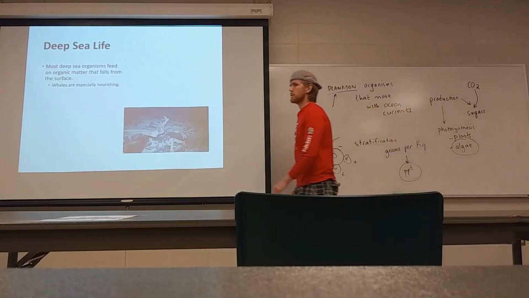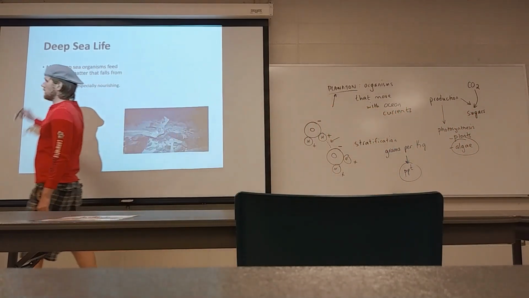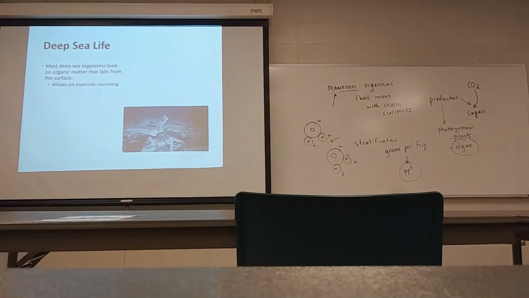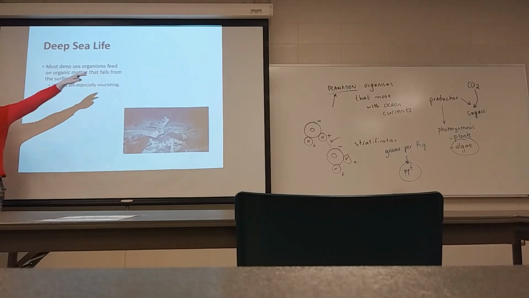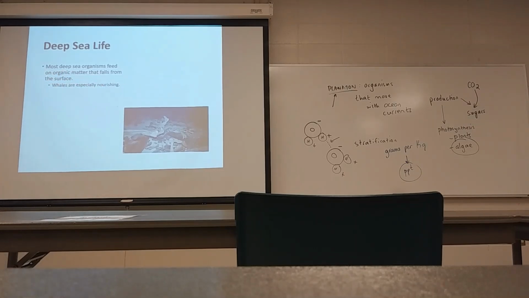But that's how most things in areas beyond sunlight ultimately get their food. They just feed on stuff that floats down. Or some species during the night will go up closer to the surface and feed on stuff as well. So daily, not migrations, but daily movements. But usually it's just feed on organic stuff that comes down.